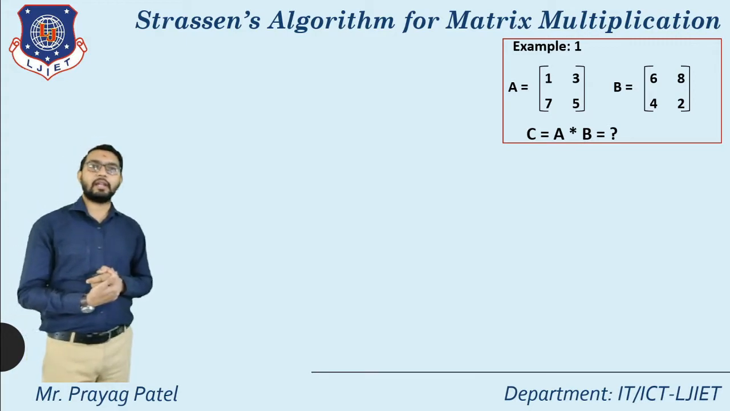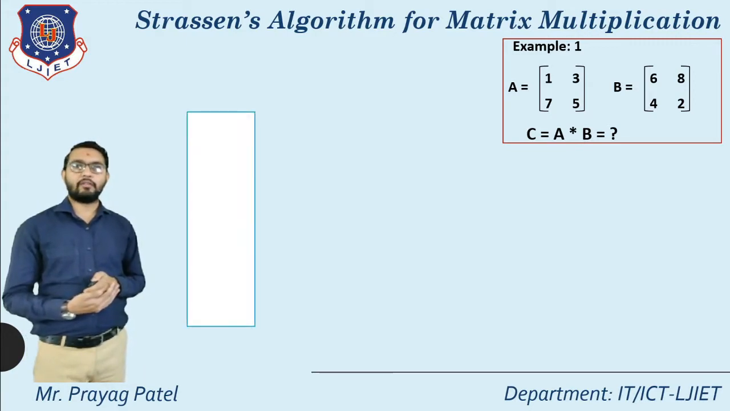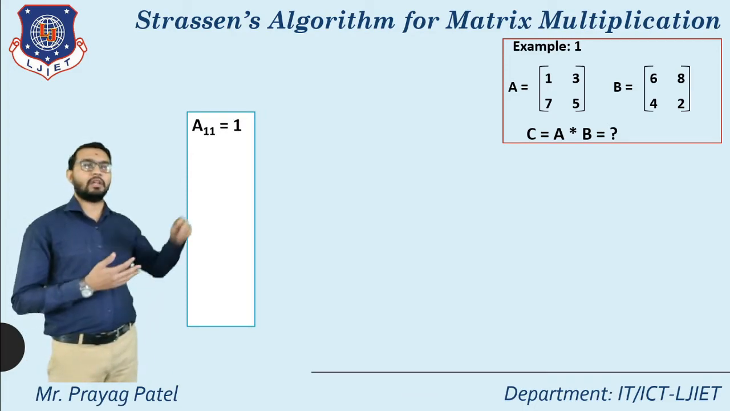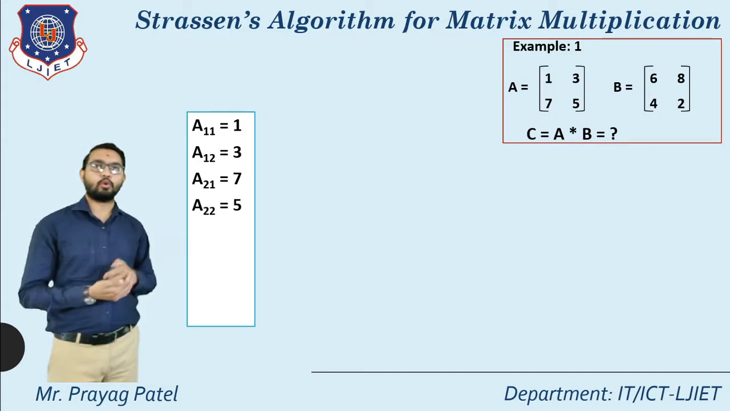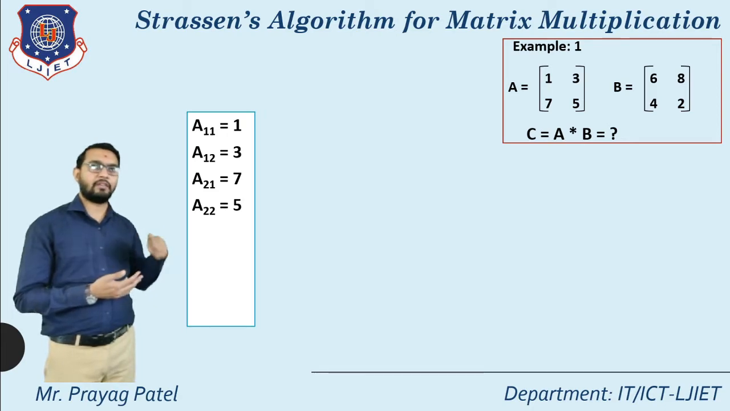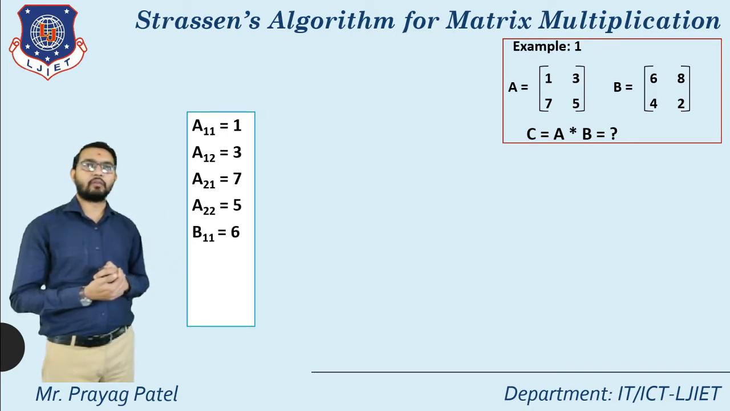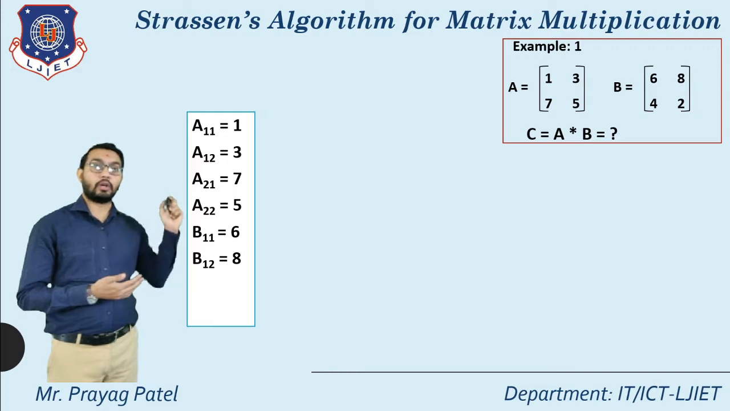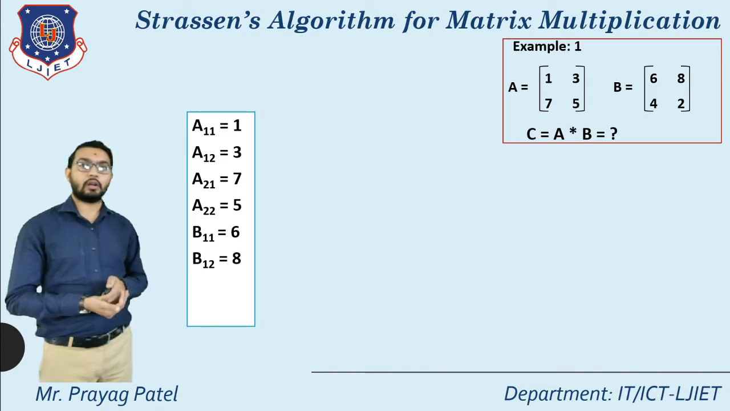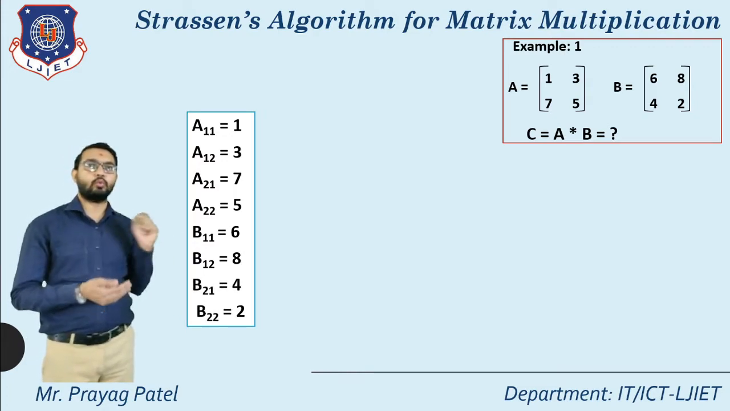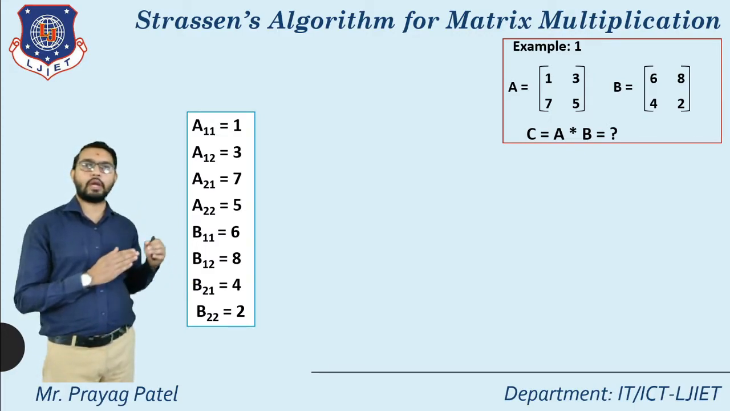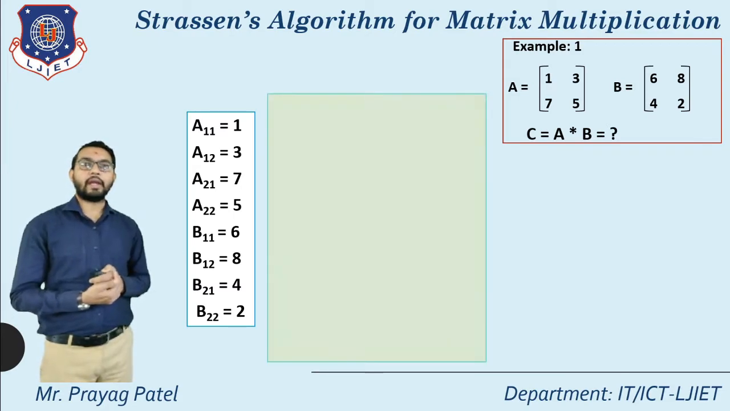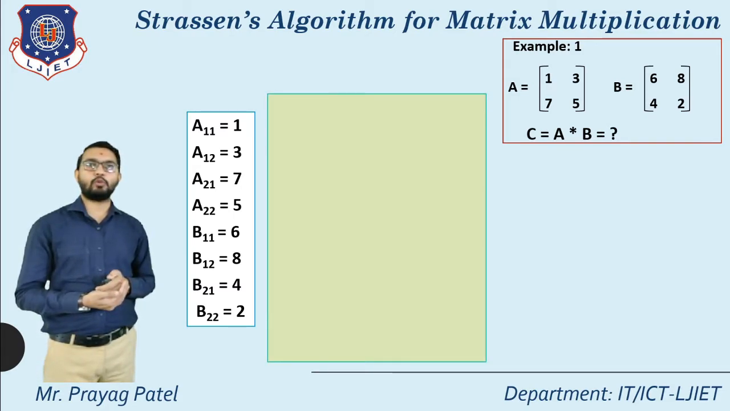That's why first we divide this array into sub arrays. So A11, A12, what is the value of A11? A11 means first location, 1. A12 means 3. A21 means 7. A22 means 5. Now in the same way we find the values of B11. B11 equal to 6. B12 equal to 8. B21 equal to 4. And B22 equal to 2. Now after these values A11 to A22 and B11 to B22, find our equations P1, P2, P3 like this.